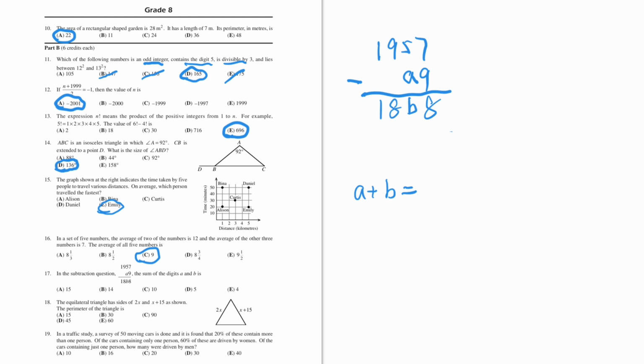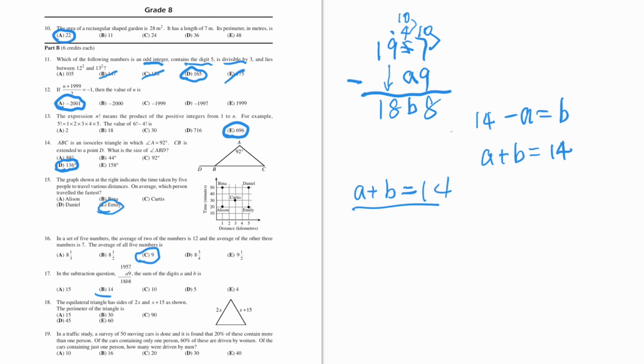The ones digit 7 cannot minus 9, so we break down the 1 ten into 10 ones. So 17 minus 9 gives us 8. And the 19, the first 2 digits, become 15. That means we break the 100 into 10 tens. So 14 minus A equals B. Bring the negative A to the other side. A plus B equals 14. That's the question, A plus B, that's 14. So the answer is B.